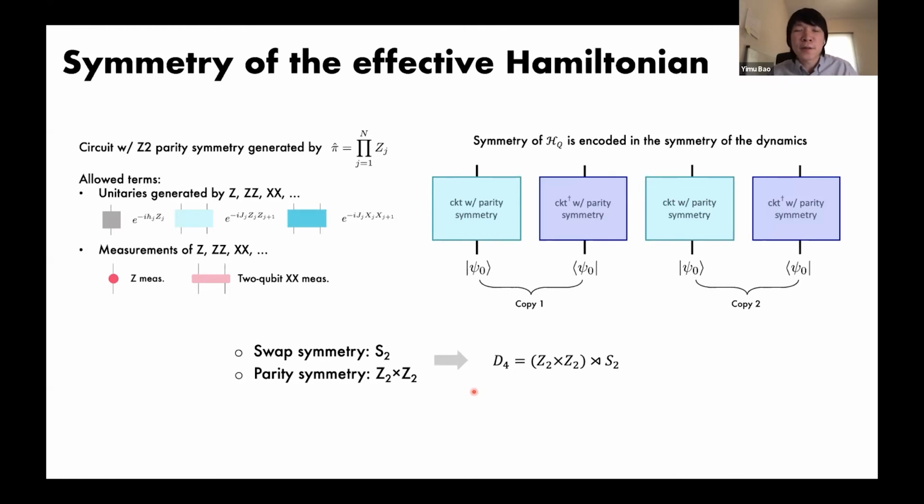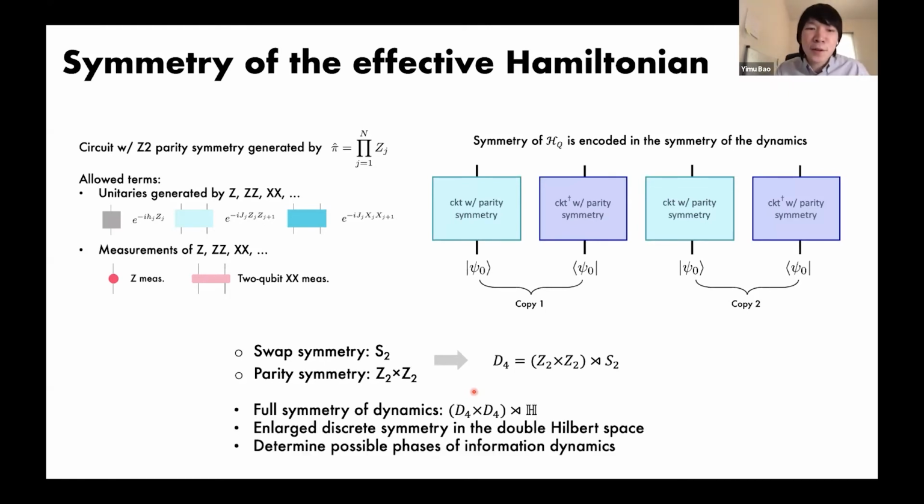If you take a careful analysis of the symmetry, actually you will see the full symmetry is D4 by D4 for both forward and backward copy, and there's another symmetry related to the hermiticity of the density matrix. But this is not really crucial. What is really important is there's an enlarged discrete symmetry in the doubled Hilbert space, and this determines the phases of information dynamics.